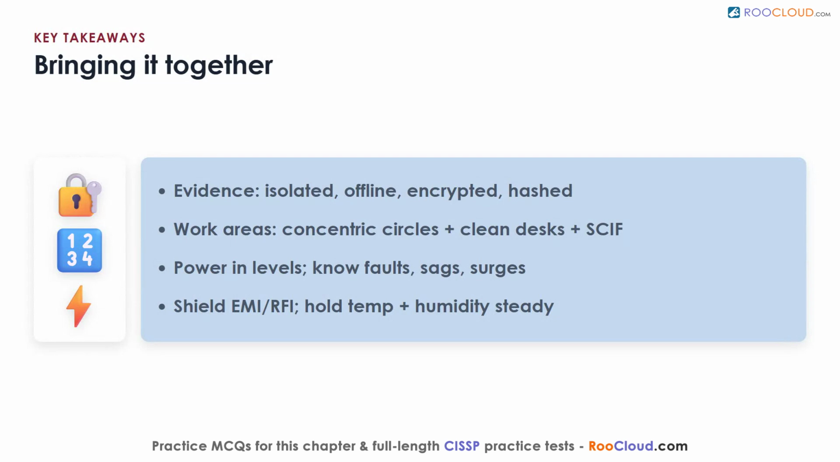Store evidence on an isolated, offline, encrypted system with tracked activity and per dataset hashes, so it stays defensible. Design work areas as concentric circles, using solid walls, clean desks, classification, and escorts, with a sensitive compartmented information facility at the top. Protect power in levels, from surge protectors up through conditioners, uninterruptible supplies, and generators, and learn the vocabulary of faults, sags, and surges.